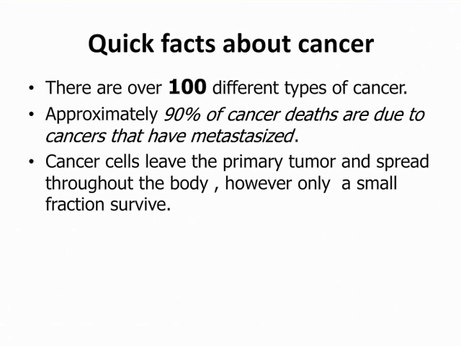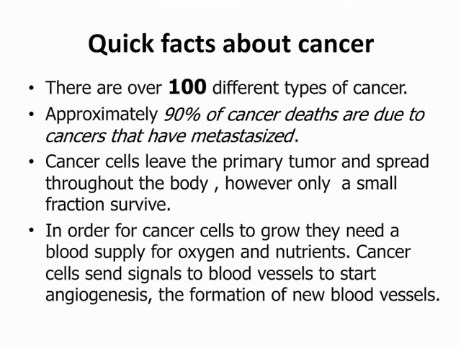And so cancer cells, they usually leave the tumor and spread throughout the body. Only a small fraction survive. And also cancer cells need oxygen and other nutrients to grow. So cancer cells will send signals to the blood vessels to start angiogenesis, which is formation of new blood vessels.